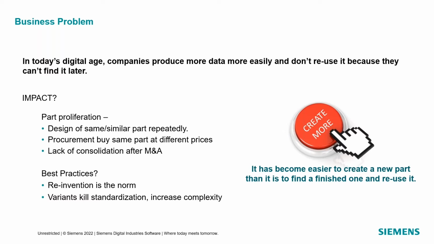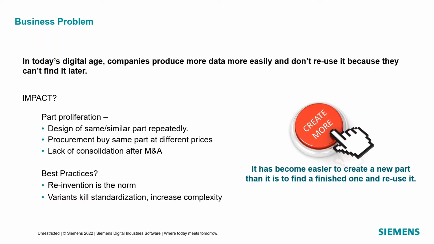The impact of that, of course, is part proliferation, but it's not limited just to the design engineering use case, where you've got maybe teams of engineers working in silos, making the same part over and over again. It extends to other areas as well. Even in procurement, we might find that there are more suppliers than we need to work with, or that we're buying the same item from different suppliers, or even the same item at different prices. Another example of part proliferation is when you're trying to consolidate after a merger and acquisition.